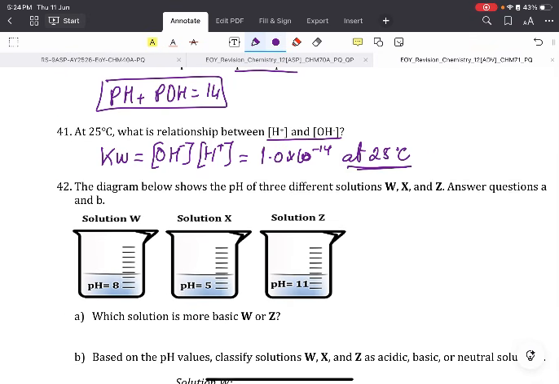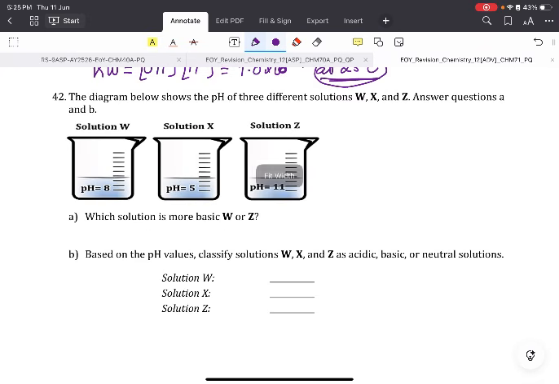Now, if you mentioned 25 or if you did not, that's okay. But usually the value of Kw is constant at this temperature. If the temperature changes, it's gonna change. But luckily, what's included in our KPIs is only the Kw at this temperature.